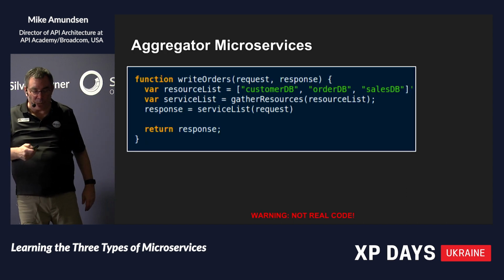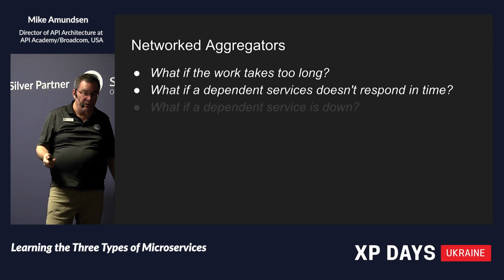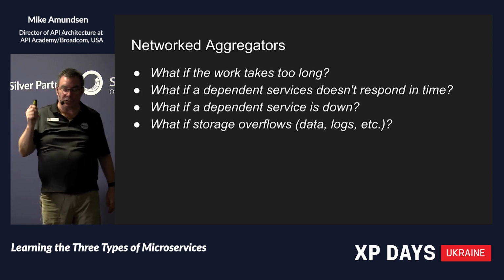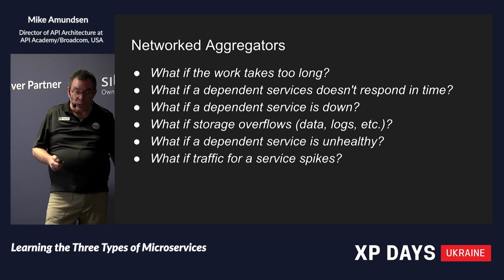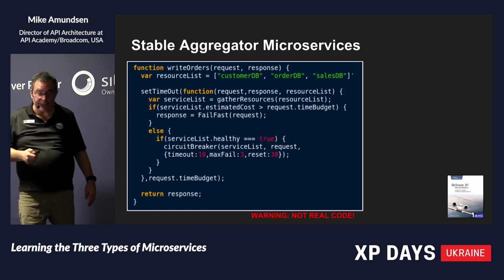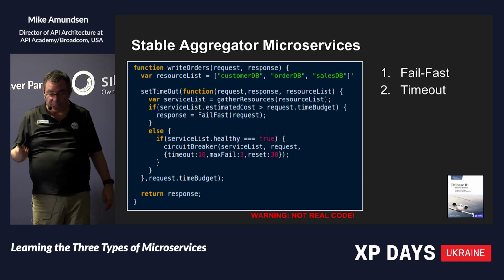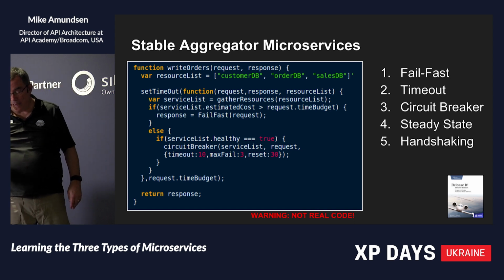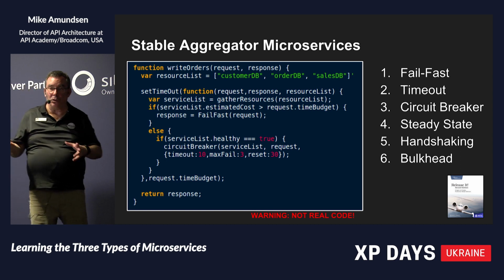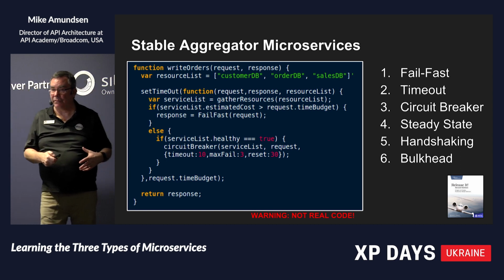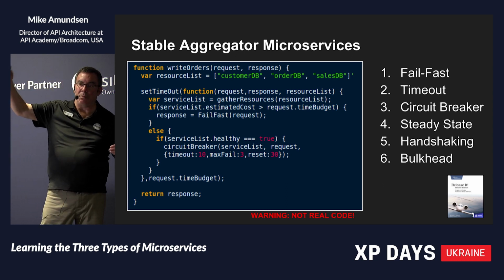And then for aggregators, we can do all of those things. What if it takes too long? What if a dependent service doesn't respond or it's down? What if storage overflows? What if it's unhealthy in some kind of way? What if things spike for some particular time? Now I have to do all of those things. I can implement the fail fast, the timeout, the circuit breaker, the steady state. I can check for health, and I can actually put things in bulkheads to make sure that they still survive. These are all things that we can start to apply.